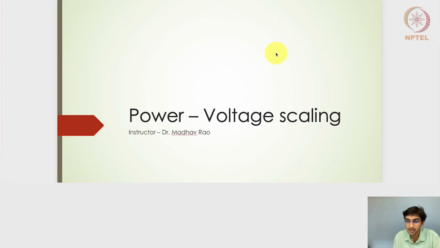In this lecture, we will have a look at what the advantages of using a lower rail are, what the advantages of using a higher rail voltage are, and also try to see how we interface between a lower rail design and a higher rail voltage design. Let's move ahead.